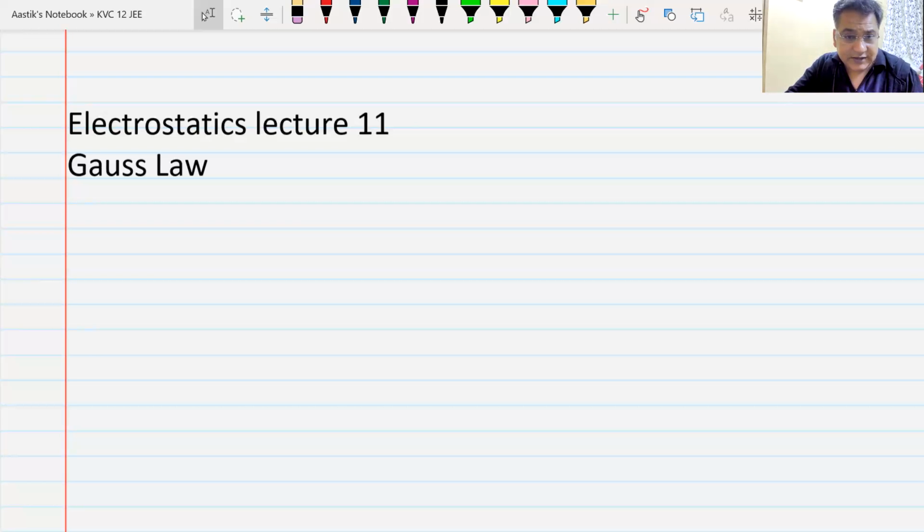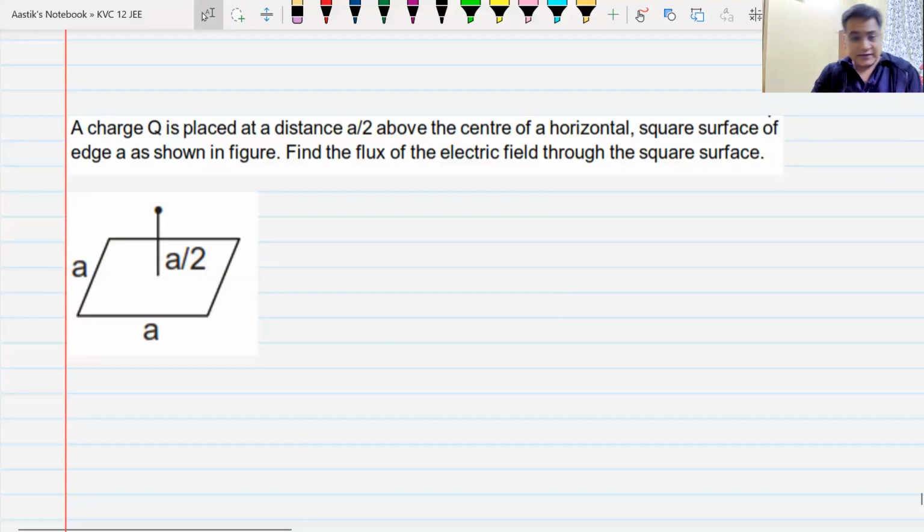It's very heartening to see that questions of this nature are coming in JEE these days. I'm talking about JEE Mains because I just had a look at the JEE Main paper in the break. This is the question. A charge Q is placed at a distance of a/2 above the center of a horizontal square surface of edge length A, as shown in the figure. Find the flux of the electric field through the square surface. You have 2 minutes to do this and get me an answer. Does anyone understand the question? Yes or no?